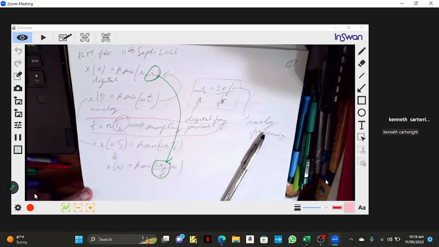I don't know why you folks don't know this. I don't know when you intend to learn it.